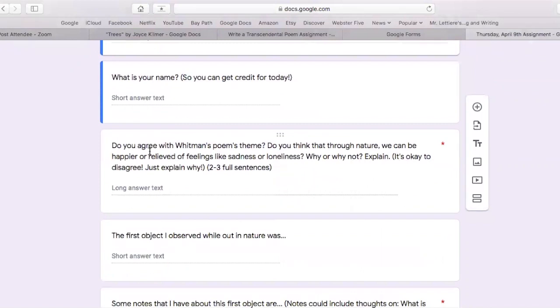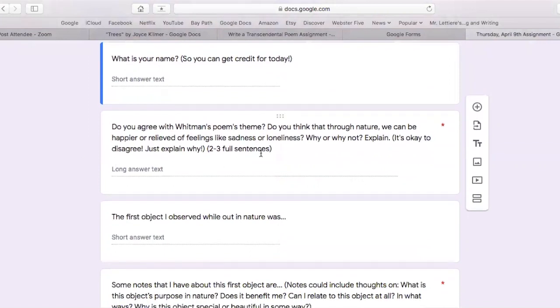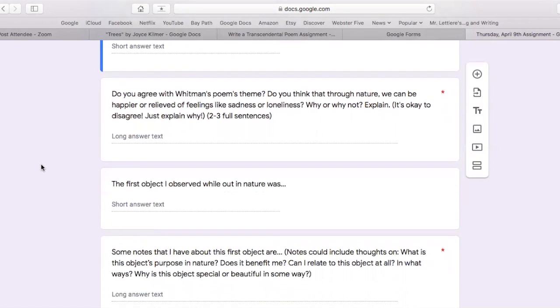Do you agree with Whitman's poem's theme? So that was I Wandered Lonely as a Cloud. We analyzed that. You analyzed that too yesterday, and we analyzed it together to hopefully make it make a little bit more sense to you. Do you agree with it? Do you think that through nature we can be happier or relieved of feelings like sadness or loneliness? Why or why not? And explain. Totally fine to disagree with the poem and think that it was lame or you don't like it. Just explain why. 2 or 3 sentences.